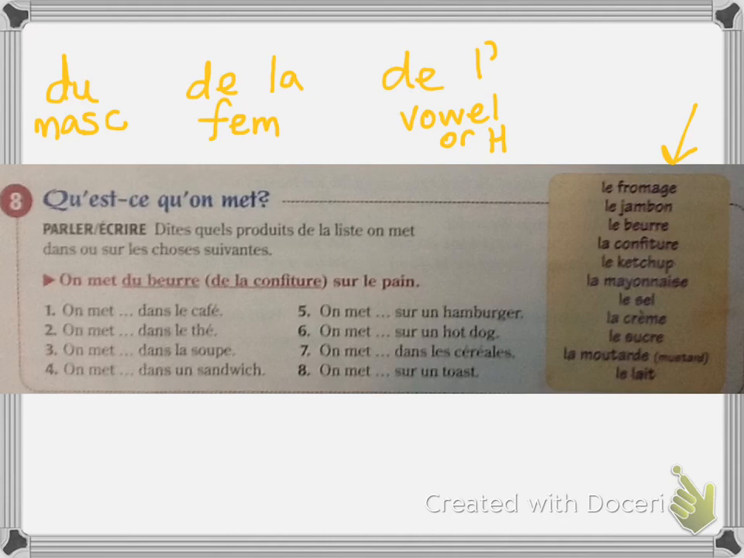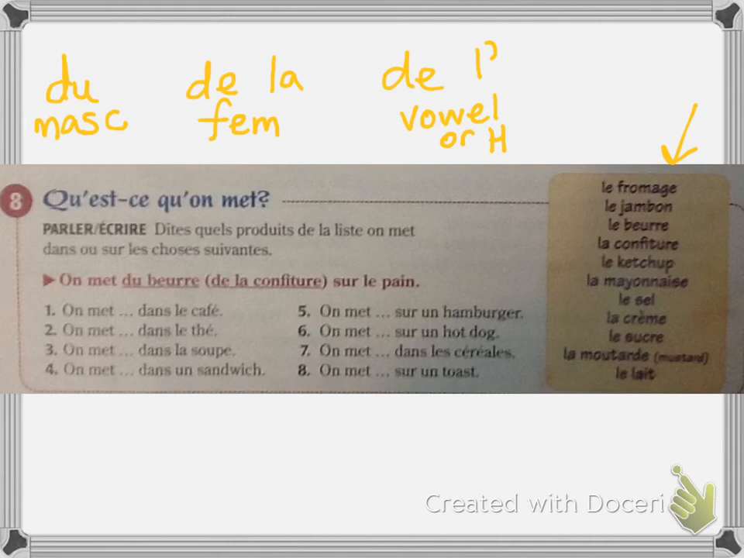Quatre. On met de la mayonnaise dans un sandwich. On met de la moutarde dans un sandwich. On met du jambon dans un sandwich. Any of those would work.